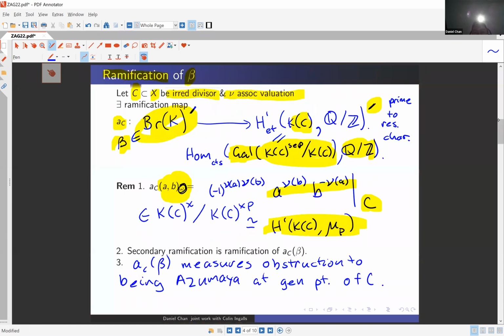So when we look at this ramification formula here, you'll note that if you want ramification, you'll need either this nu of B or this minus this nu of A to be non-zero. If you get zeros there, you just get one. Everything's just one here, so it's going to be trivial inside this group. So basically, you need to look for poles and zeros.